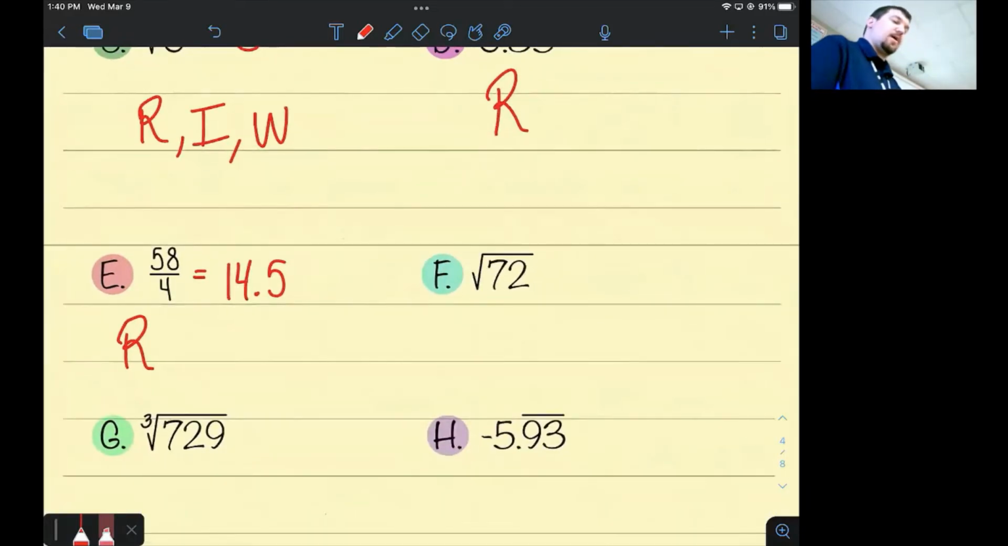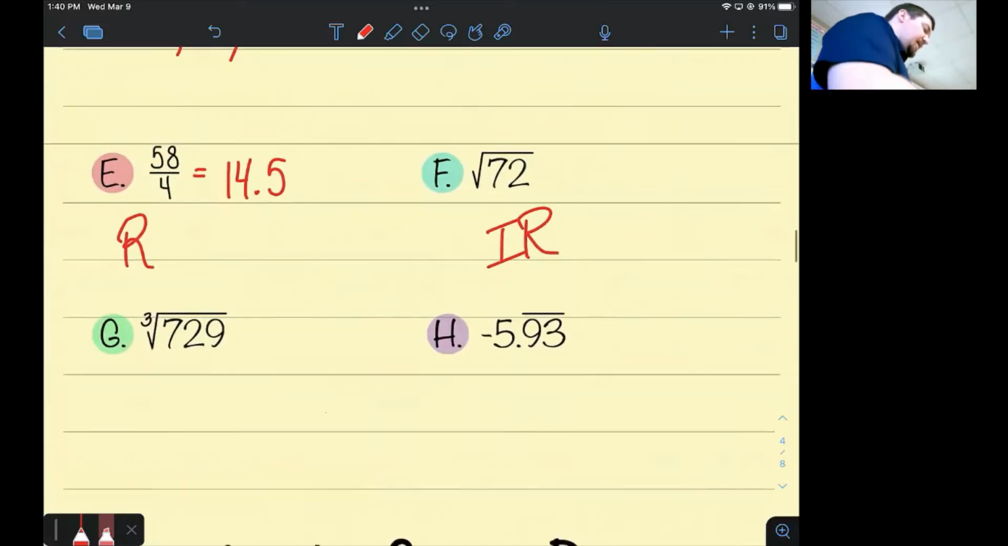Jimmy, you know your perfect squares. Is 72 one of the perfect squares? It is not. What's going to happen when I square root 72 then? That's exactly right. IR for irrational. Okay, IR for irrational. That's exactly right.